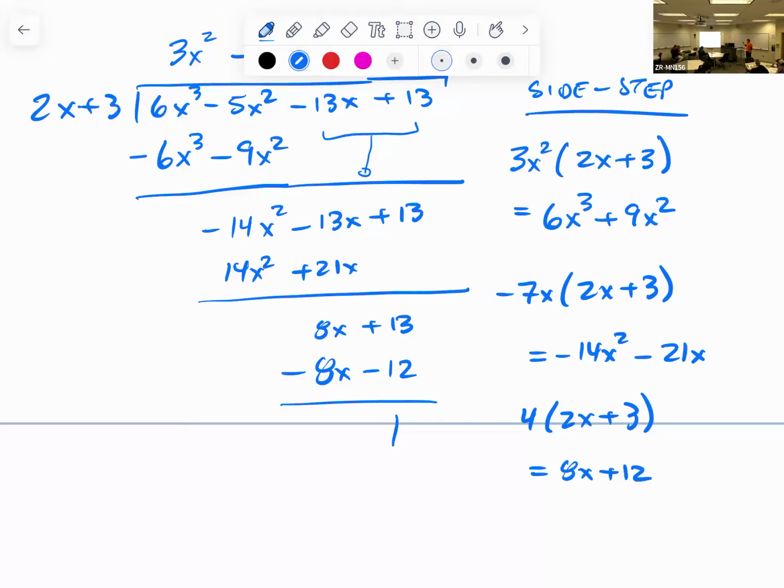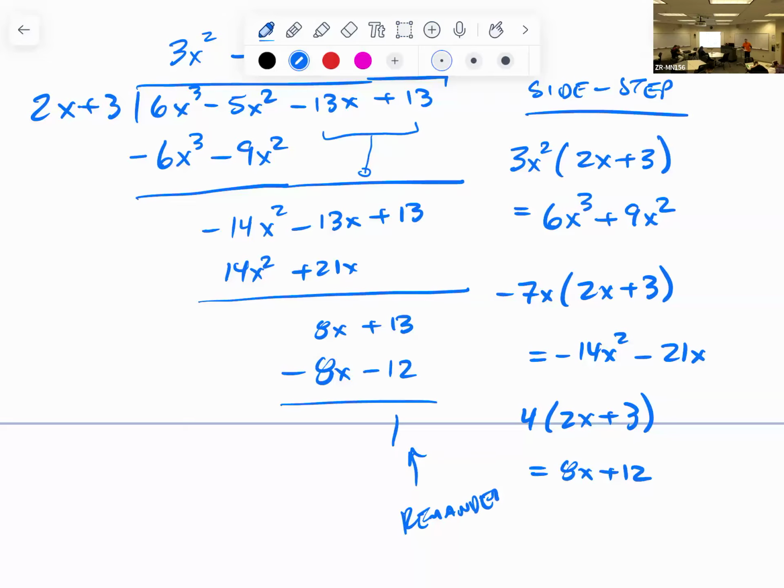So at that point, when the degree of your divisor is higher, what's the degree of our divisor? 1. 1, x to the first power. What's the degree of the remainder? 0. When the degree of the divisor is higher than the degree of whatever is remaining of your radicand, that means this last piece is the remainder.